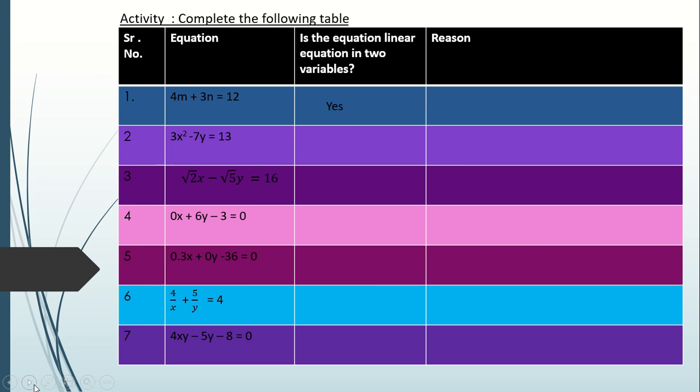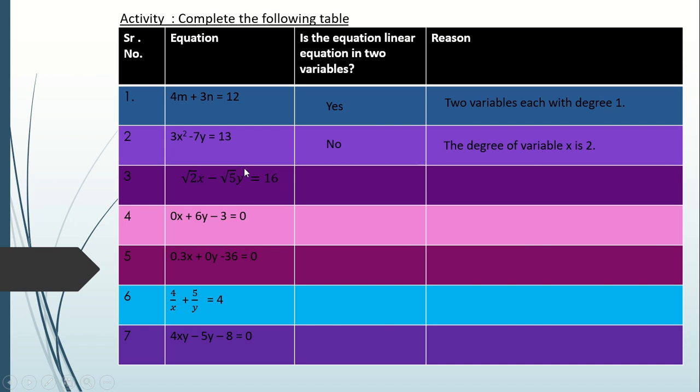Here, if you see, the degree is 2. The degree is 2 in this case. So this cannot be a linear equation. It is a quadratic equation. So the second one is not a linear equation because the degree of the variable here is 2.